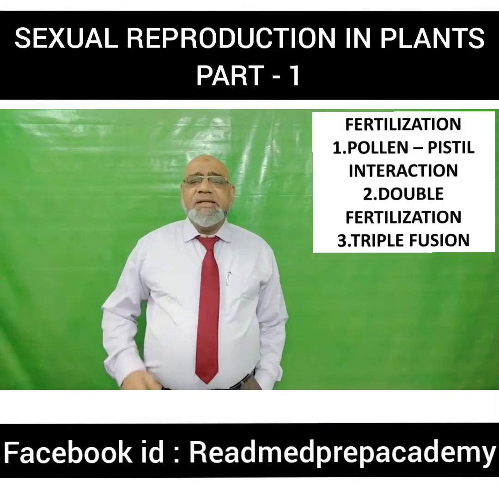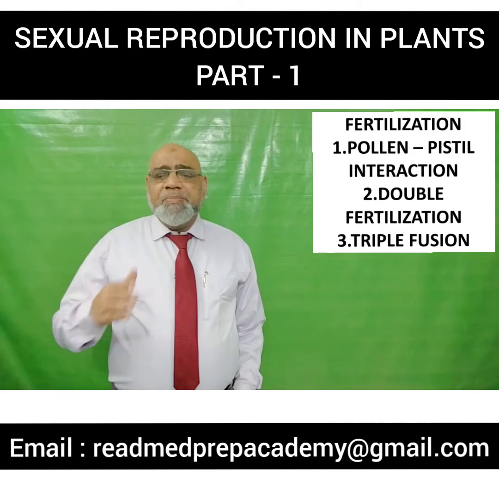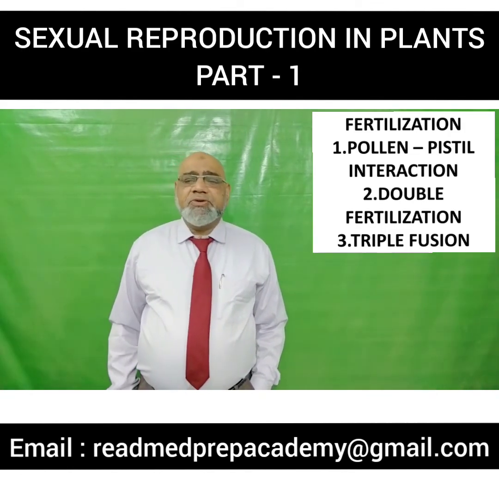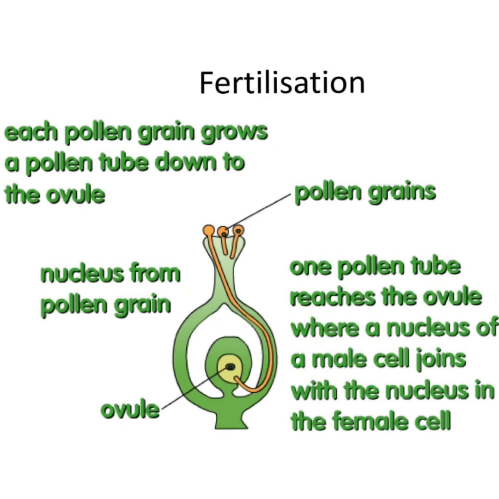Now, what are the fertilization events? The pollen-pistil interaction, double fertilization and triple fusion. So, what is fertilization in the higher plants? The pollen grains, when they fall on the stigma, grow a pollen tube down to the ovule. And one of the pollen tubes reaches the ovule where the male nucleus fuses with the nucleus of the female cell. This event is called fertilization.